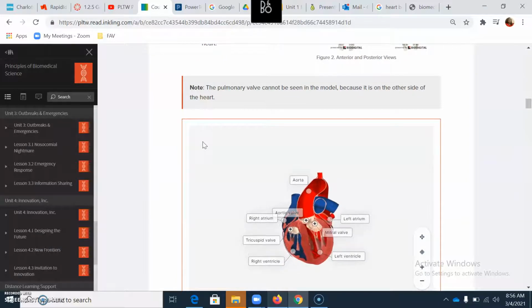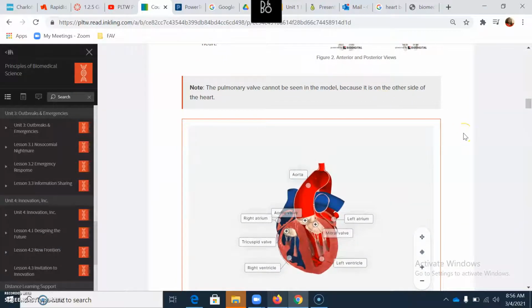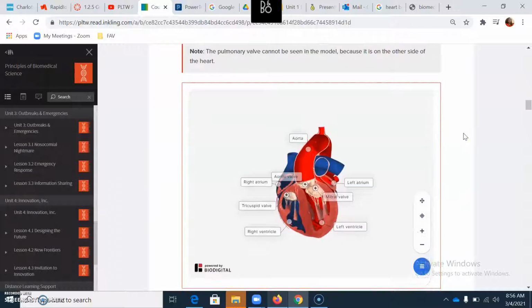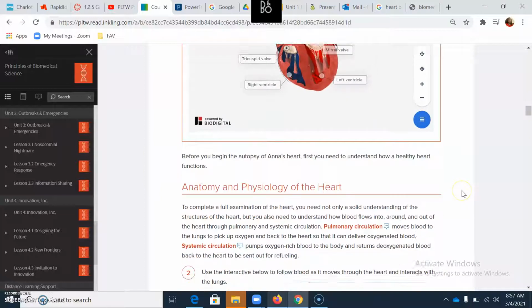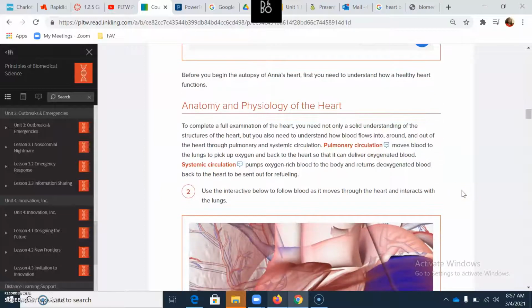In this diagram, you can't see the pulmonary valve because it's on the other side of the heart. But you have the aorta, the left atrium, mitral valve, left ventricle, right ventricle, tricuspid valve, right atrium, and aortic valve. And you'll do something with that a little bit later.